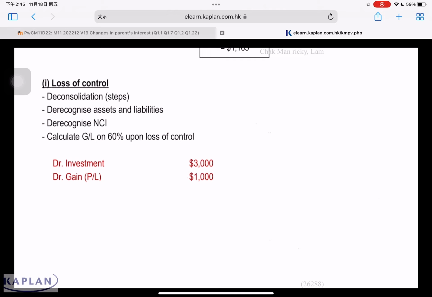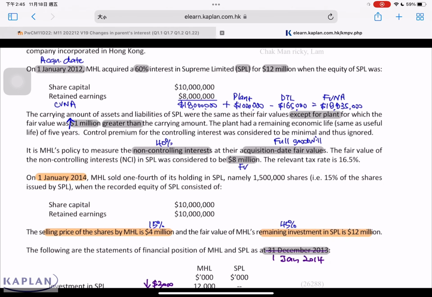What happened to the remaining 45%? If it has significant influence, it's considered an associate. If it's no longer a significant influence, we call this a financial asset. Whether it's an associate or a financial asset, when the control is lost, remeasure to fair value. According to the question, the fair value at the date of loss of control is equal to $12 million.